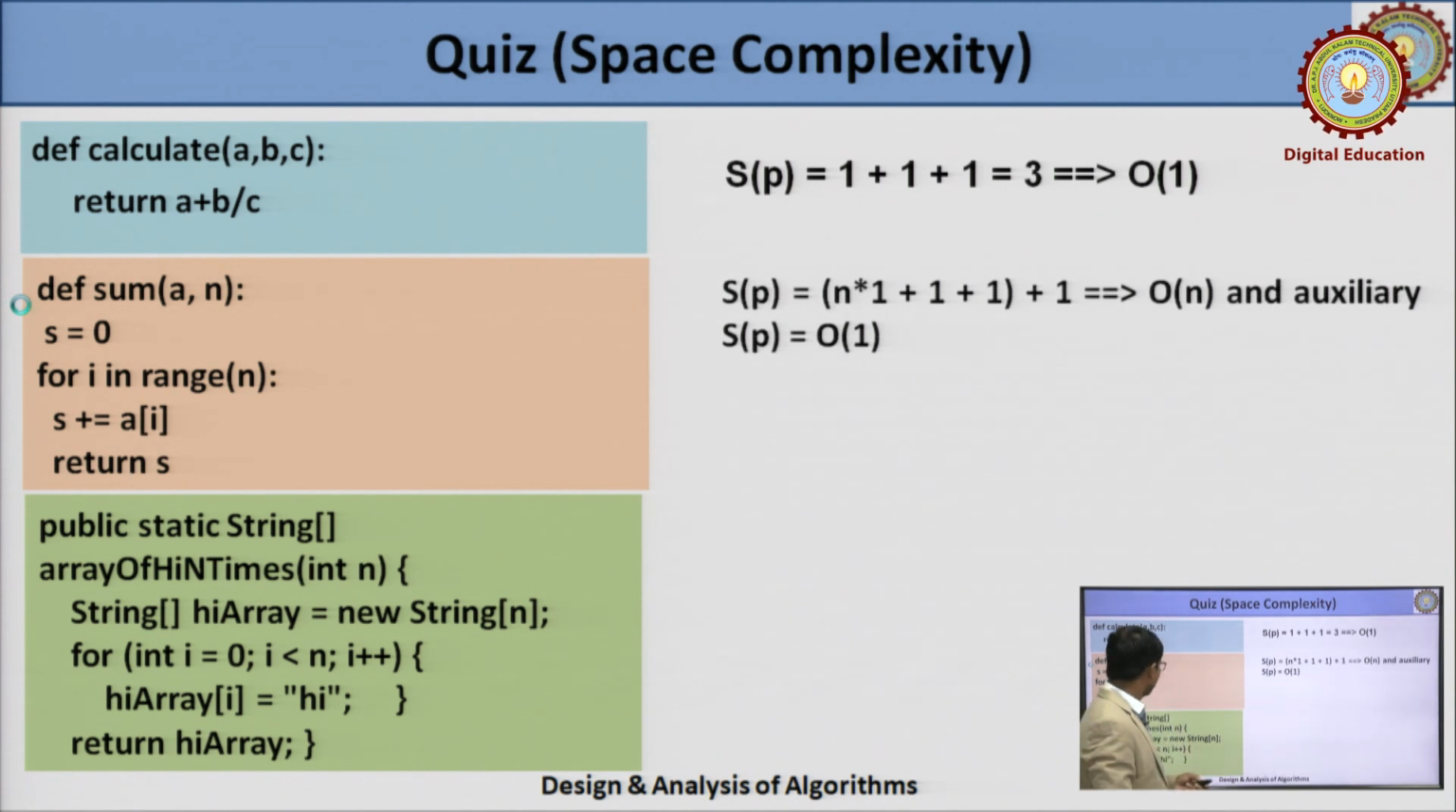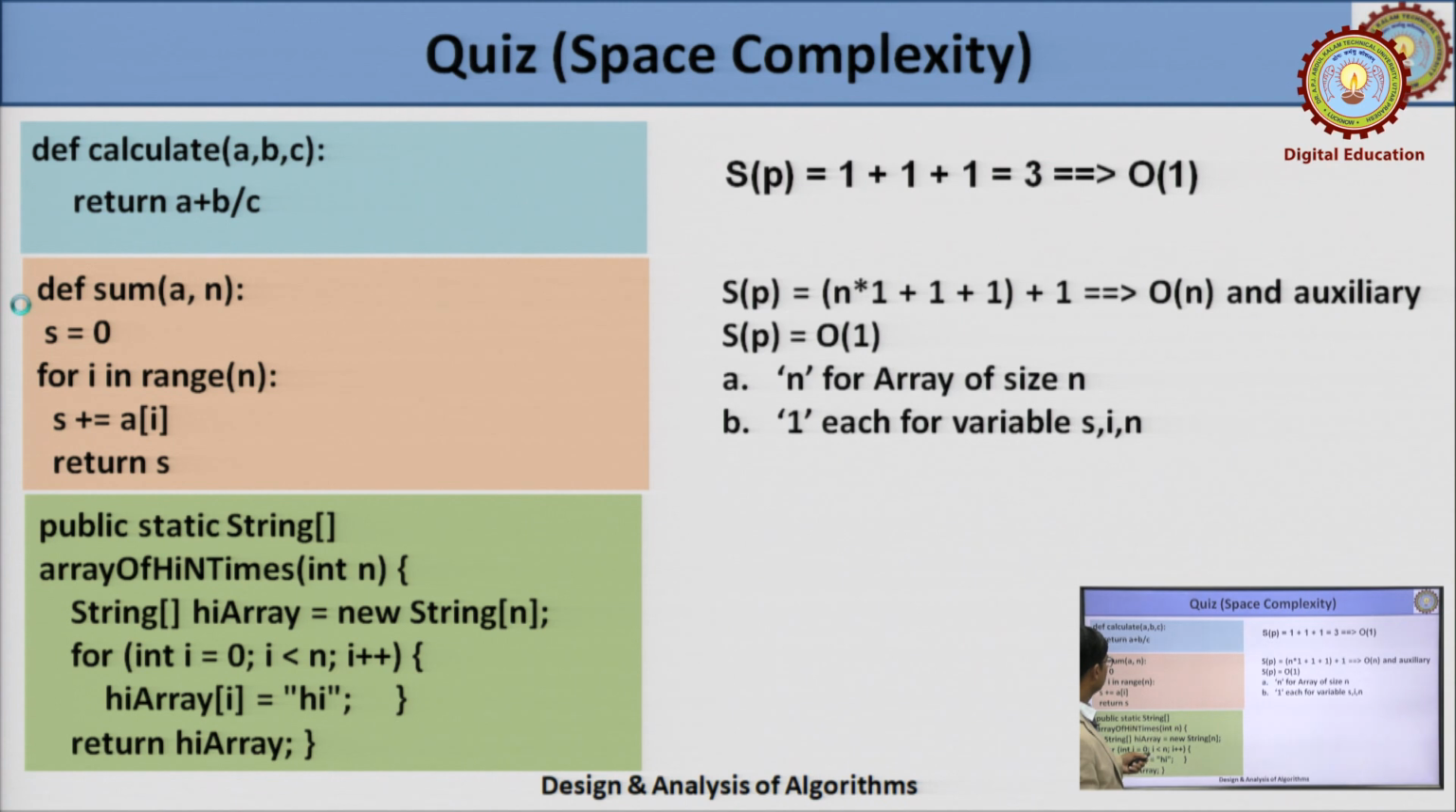Similarly for the second example, in this particular case we are using the entire size of the array here, so the time complexity would come out to be order of n, and the auxiliary space would be order of 1, because other than this A and n I am using the additional variable s, which can come out to be a constant order.